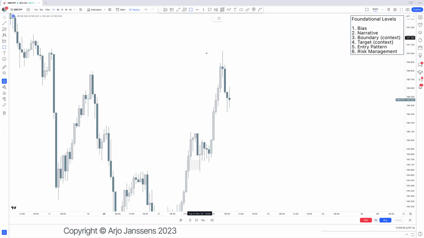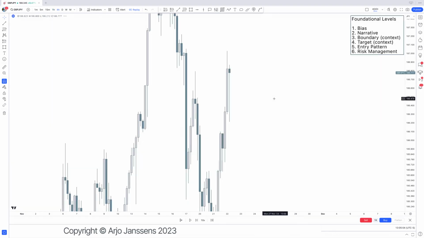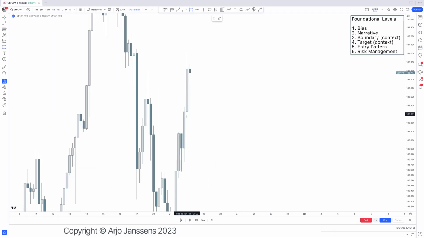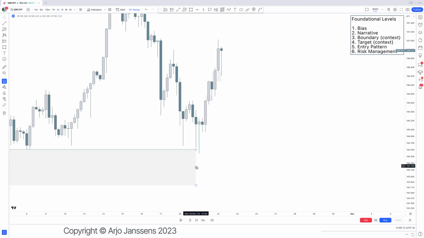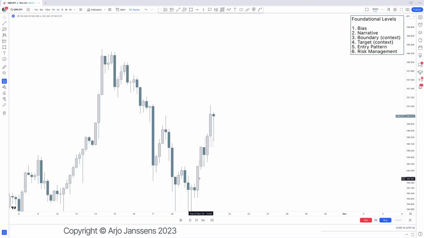For example, we have this 1 hour fair value gap. Why does that not hold? Well, let's zoom out. All right, we just have this 4 hour fair value gap. This 4 hour fair value gap right there can be responsible the same way we saw this weekly fair value gap right there to then push us higher.